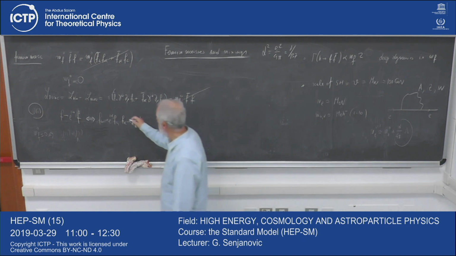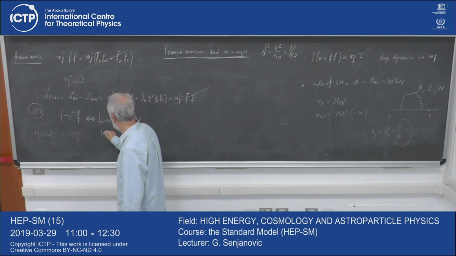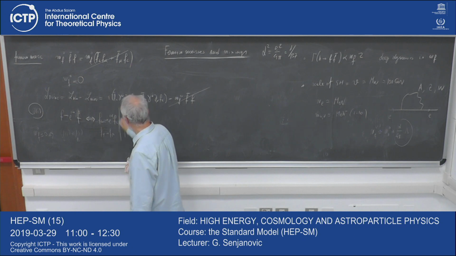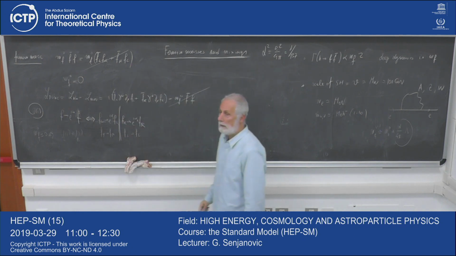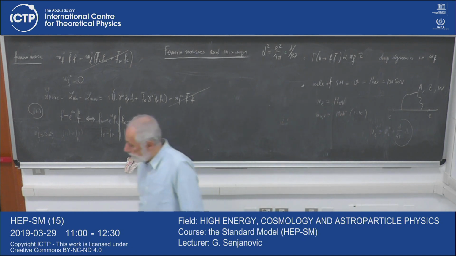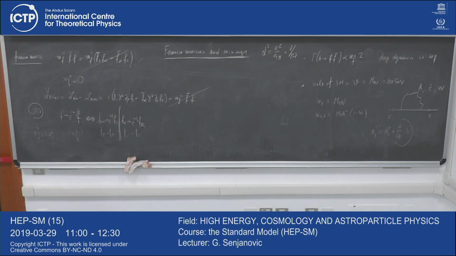I can take F_R to F_R times a phase, and I can take F_L to a different phase. I have two symmetries which don't talk to each other. This is called the chiral symmetry. In the limit when the fermion mass goes to 0, you get more symmetry.